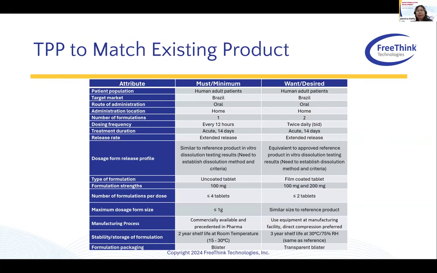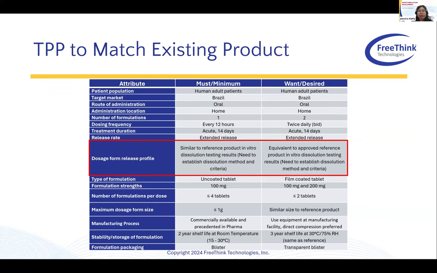So in this example, the reference product is already approved in Brazil for human adult patients. The reference product is an extended release dosage form taken twice a day. And so then remember, for the generic product, the main goal is to prove bioequivalence or match the reference product. So therefore, as you take a look at this TPP, most of the attributes have the same criteria listed in the must and want columns. And attributes where there are differences will depend on the motivations of the development team.